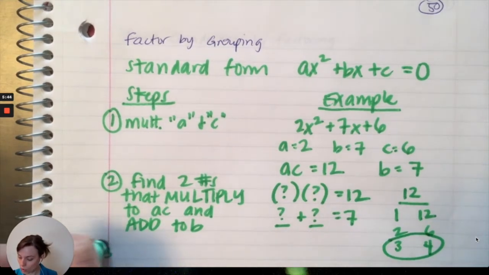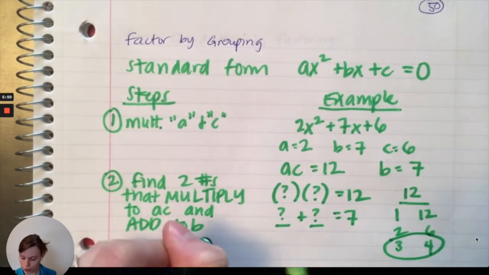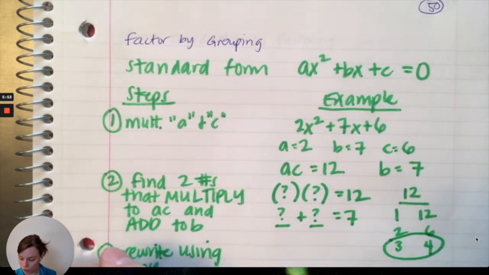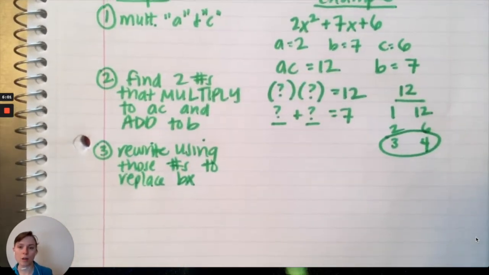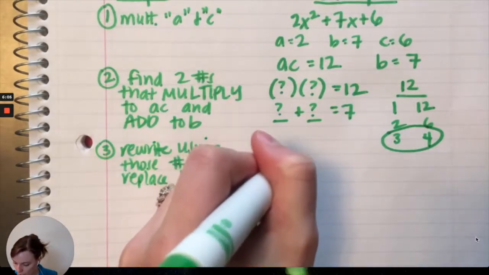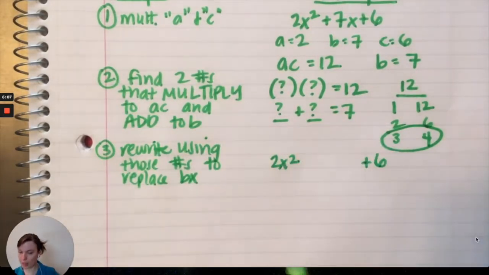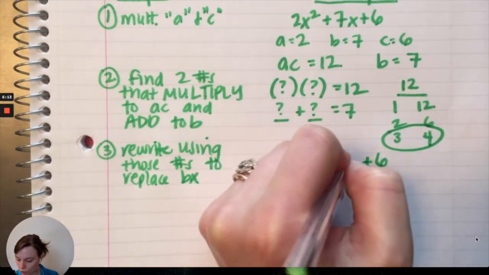Now we're going to use those two numbers to rewrite our original expression, using those numbers to replace our b, specifically bx. And I'll zoom up there so you can see it. Okay, so I'm going to rewrite this. I'm going to keep the 2x squared. I'm going to keep the plus 6. I'm going to change color just so it's more obvious here. So I'm going to put plus 3x plus 4x.